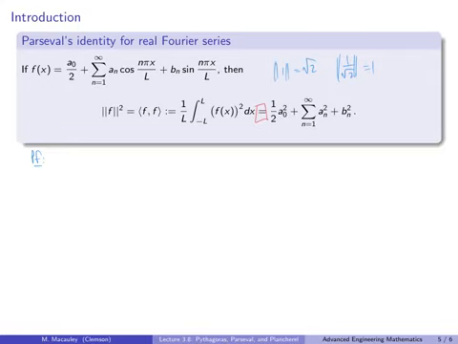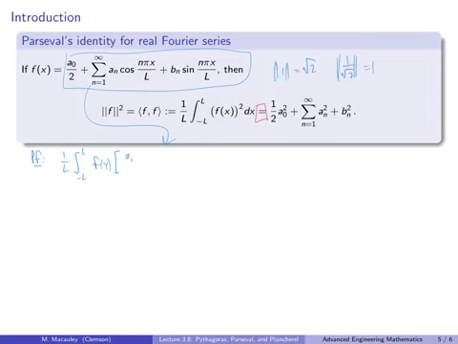So let's write out what we have. We have 1 over L times the integral from negative L to L of f of x times f of x. Now, instead of putting a square here, I'm going to just stick another copy of f of x right here. And here is a copy of f of x. I'm going to write the Fourier series right there.